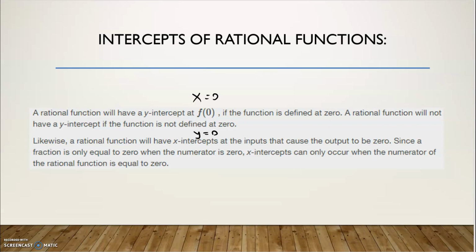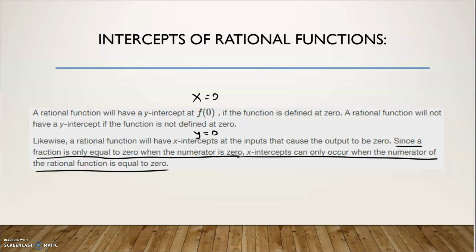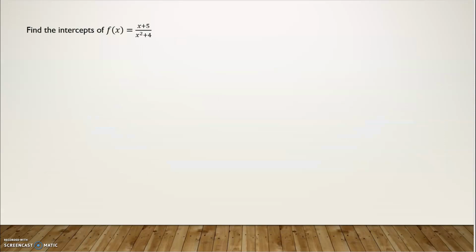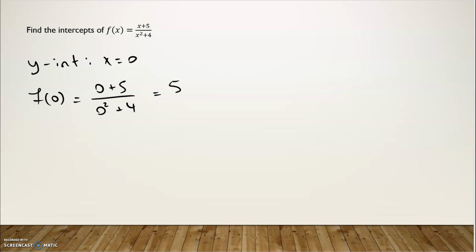Since a fraction, this is the important part, since a fraction is only equal to 0 when the numerator is 0, x-intercepts can only occur when the numerator of the rational function is set equal to 0. And I'll show you what to do there. So we're going to find the intercepts of this function. First, let's go ahead and find the y-intercept, which means x is equal to 0. So f of 0 is 0 plus 5 over 0 squared plus 4. So that's 5 over 4. So there's our y-intercept.